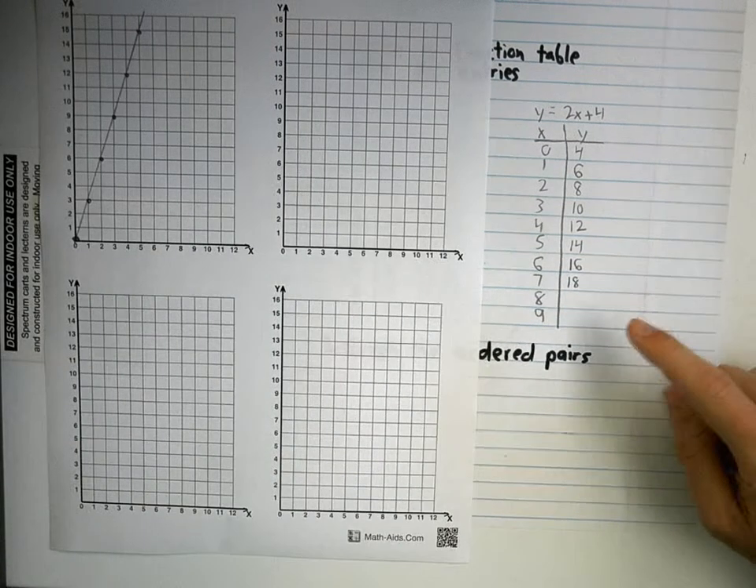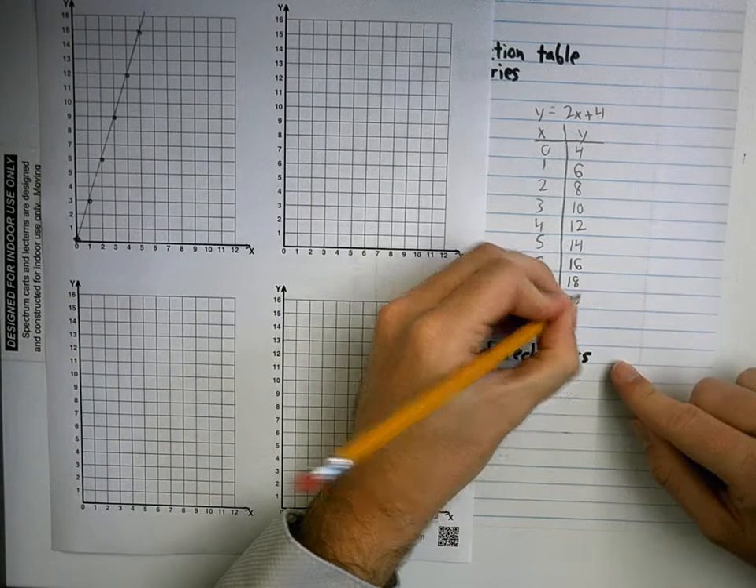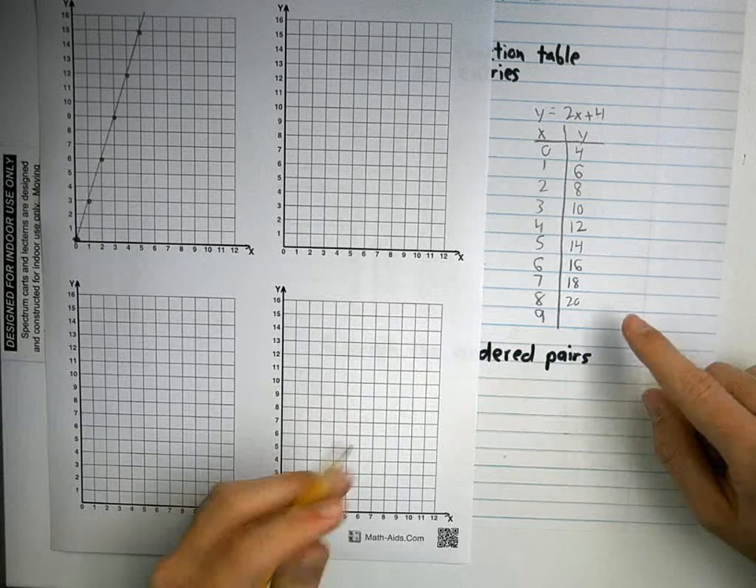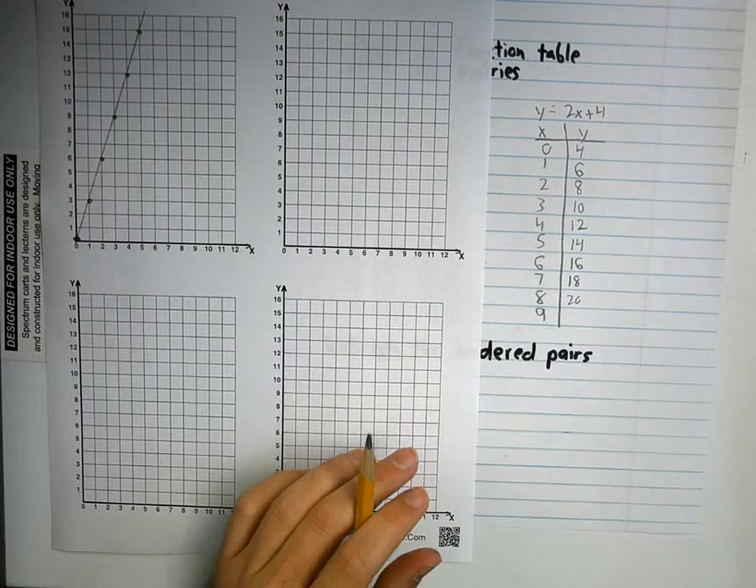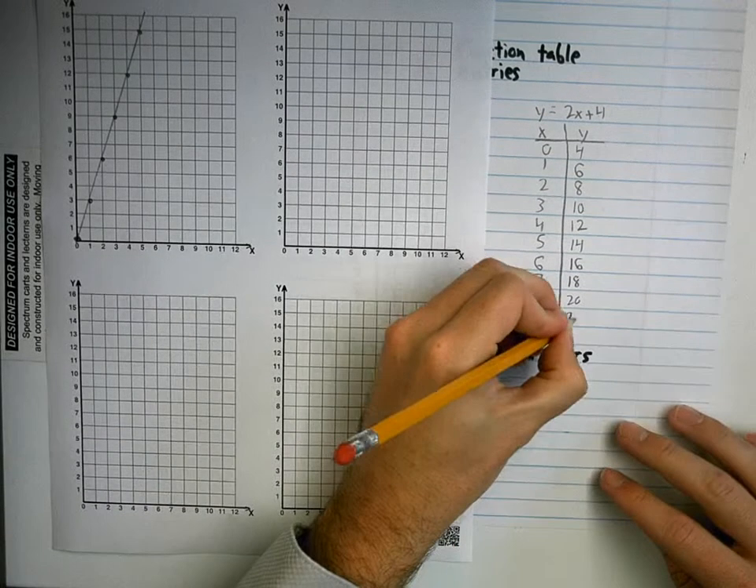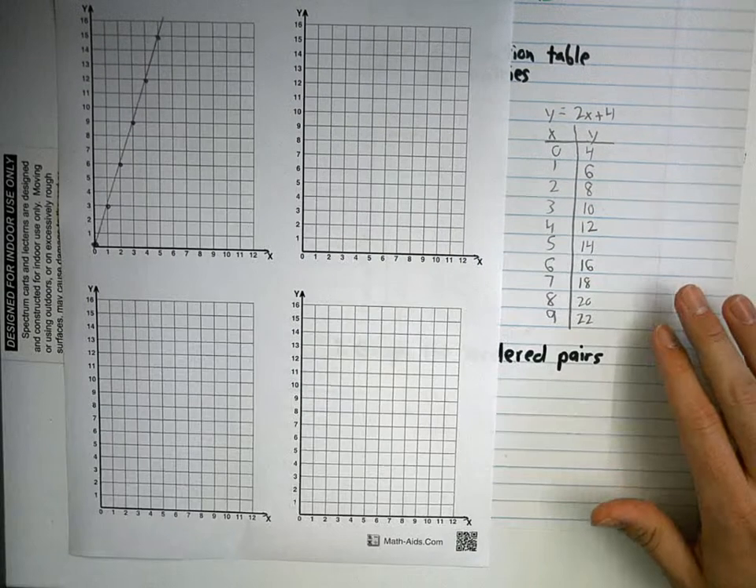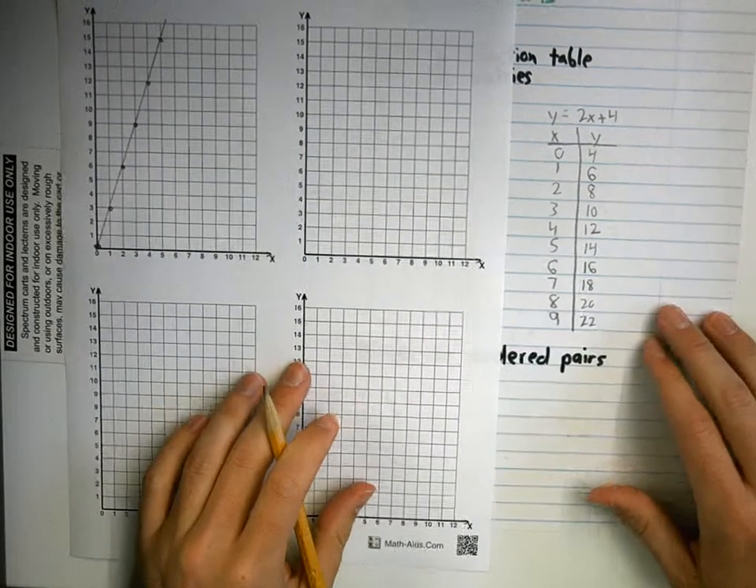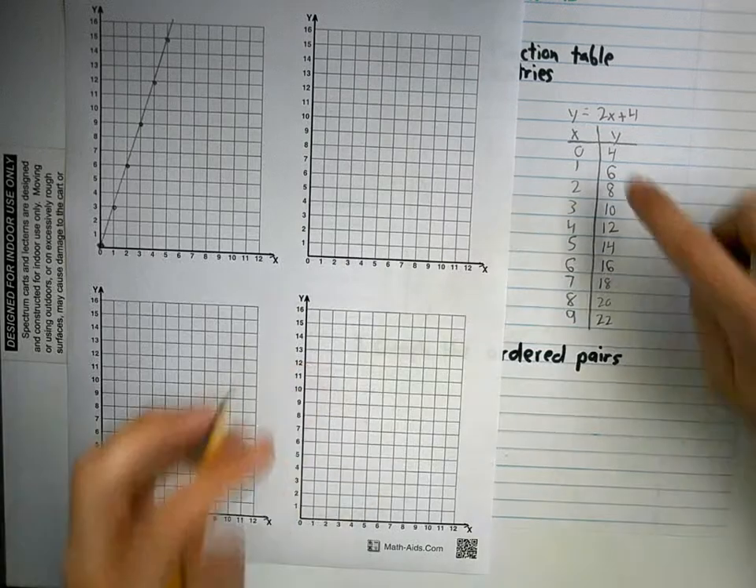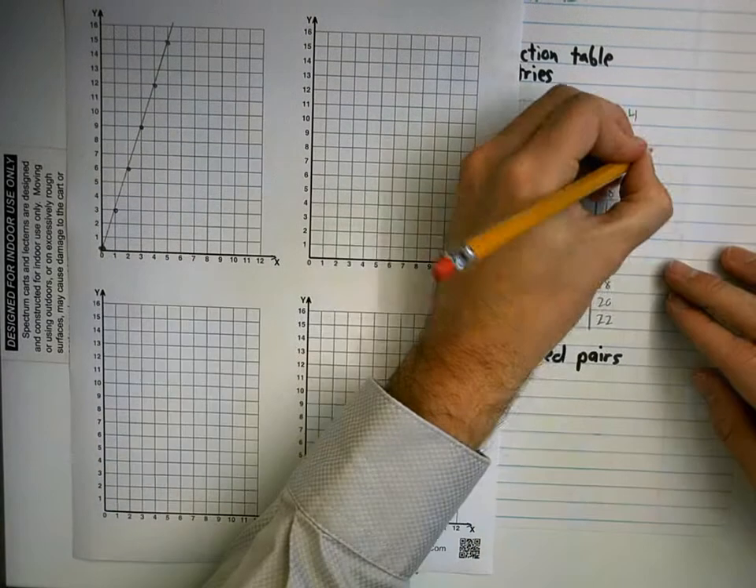Dominic, what's my 8 going to be? 20. 2 times 8 is 16, plus 4 is 20. And 22. 2 times 9 is 18, plus 4 is 22. Now, still not quite done yet. I got to graph these now. Actually, I'm going to make them into ordered pairs.